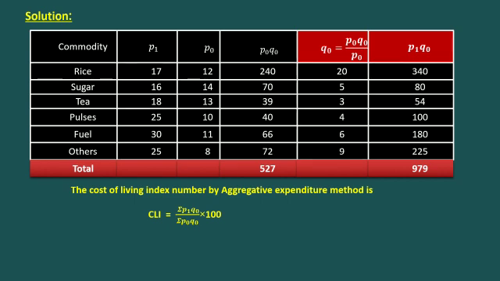Substituting the totals in the formula, we get CLI is equal to 979 divided by 527 into 100, and therefore the cost of living index number is 185.7685.